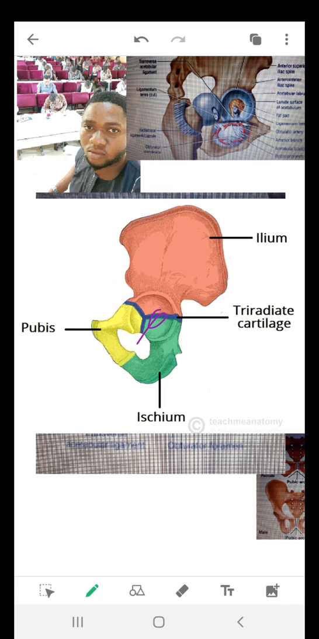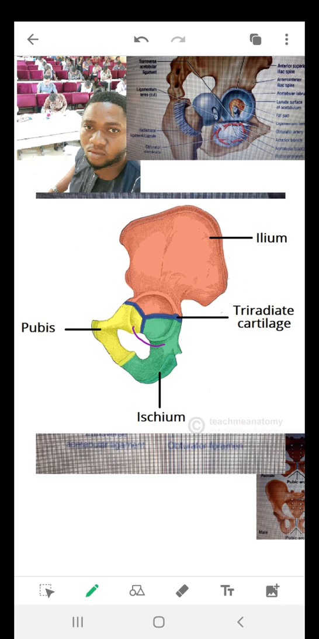The notch is converted to a foramen. It is a notch, but then later on it's going to be converted to a foramen. Remember, when we were talking about the greater sciatic notch and greater sciatic foramen, and the lesser sciatic notch, I told you that in life they are converted to a foramen. So this acetabular notch is going to be converted to a foramen by a ligament called the transverse acetabular ligament.